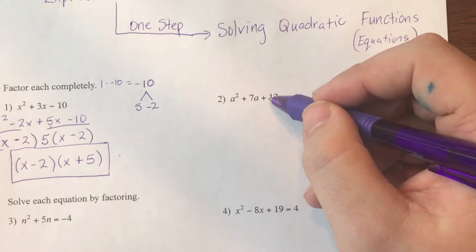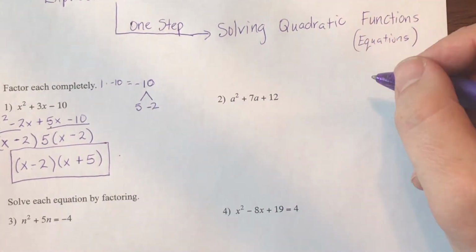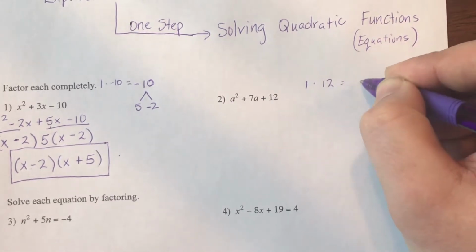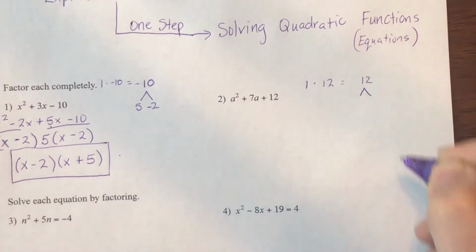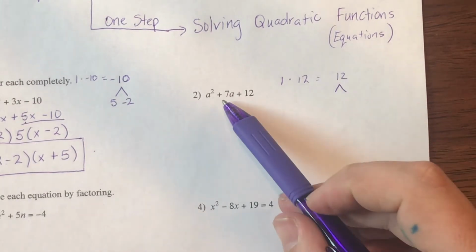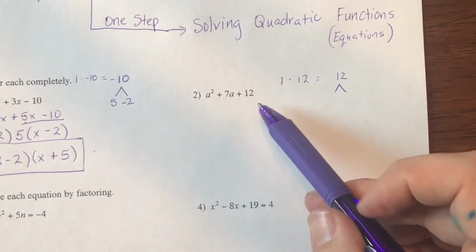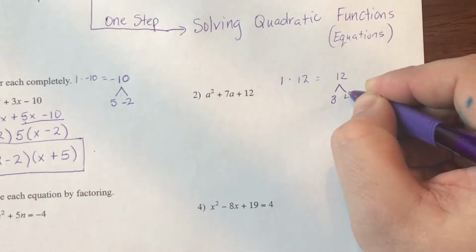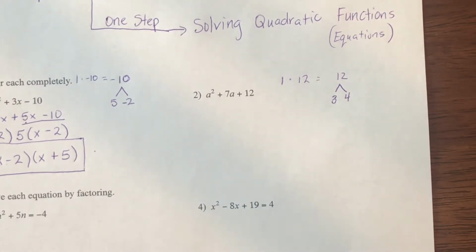Look at number 2. A squared plus 7a plus 12. So again, multiply 1 and 12. So 1 times 12 is equal to 12. Now what two factors will multiply to give me 12 but then add to give me 7? Well, I would have 3 and 4. And both of them are going to be positive.